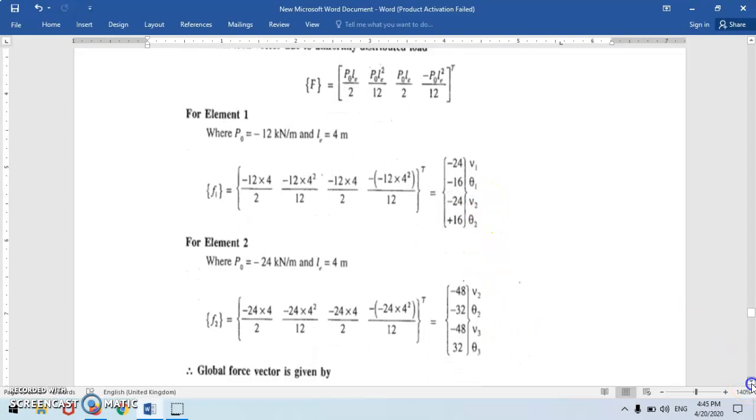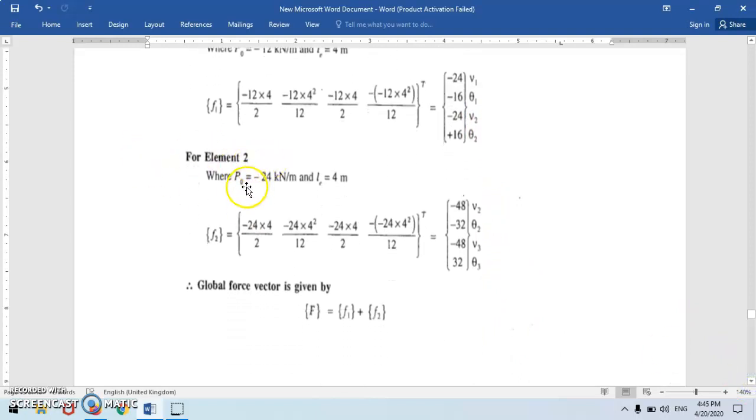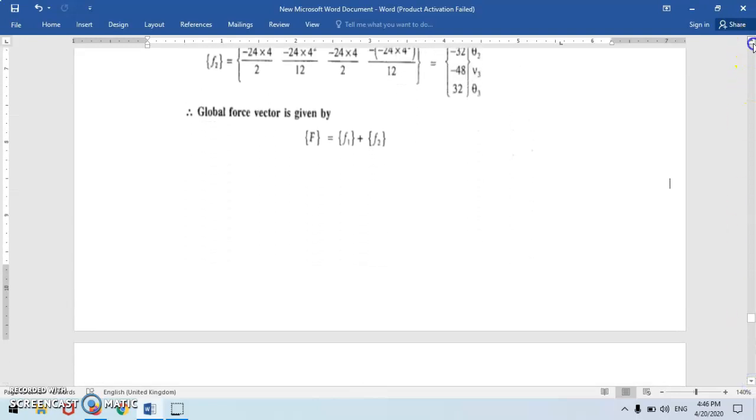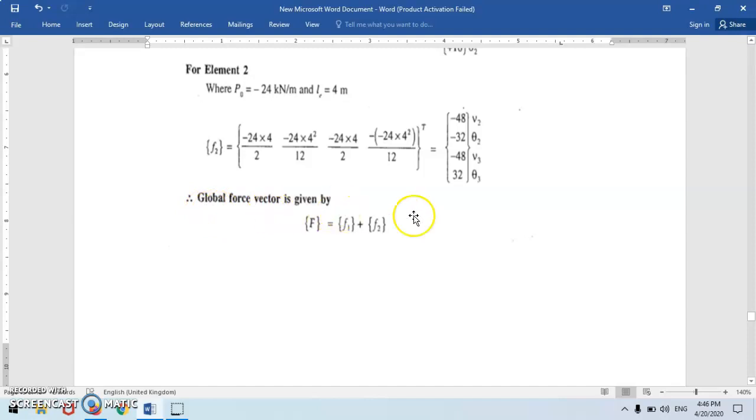Similarly, substitute the values for element 2 also, that is P naught and LE. P naught is minus 24 for the second element and LE is 4 meter. So write this down and get the elemental load vector. V1 theta 1, V2 theta 2 is for the first element, V2 theta 2, V3 theta 3 is for the second element. Now again you need to write the global force vector.